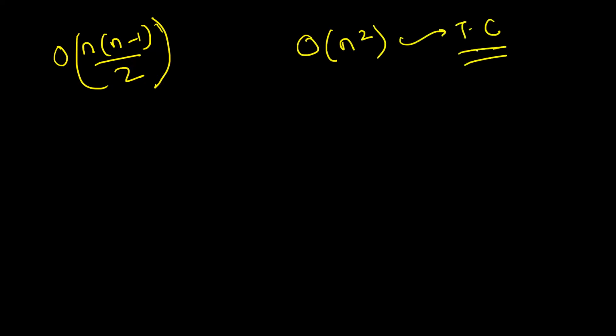Everyone agrees? And what is the space complexity, guys? Big O of 1. Because I haven't used any extra space, right? It is the same array and I am doing swappings inside this array. So that is the space complexity.